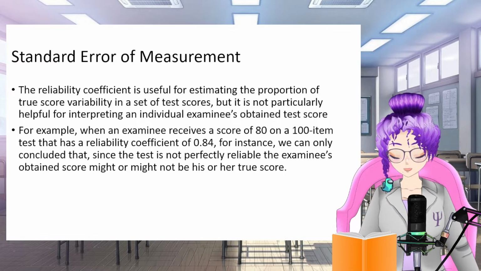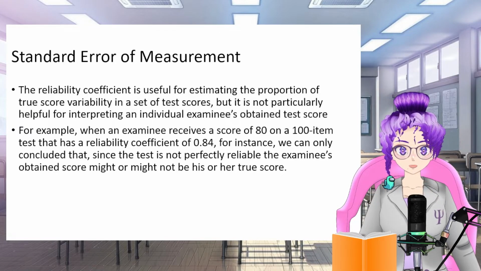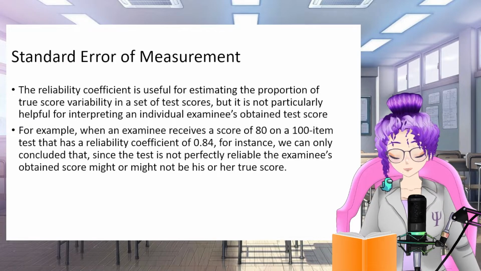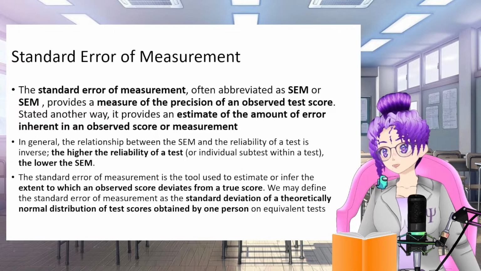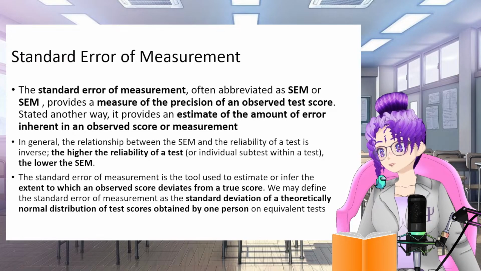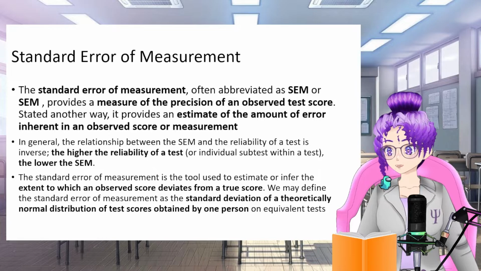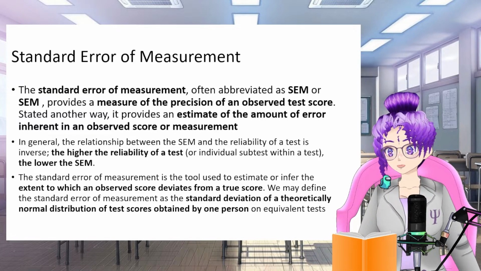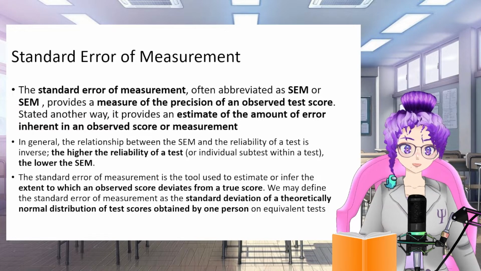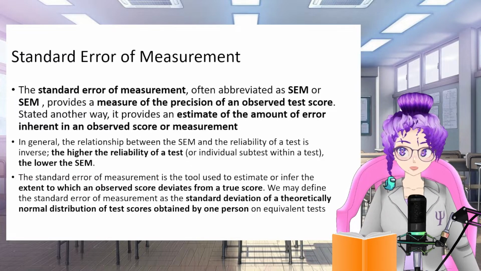So it might be because there is error in it. If you remember, go back to classical test theory. The standard error of measurement is often abbreviated as SEM, and it provides the measure of the precision of observed test scores. Stated the other way, it provides an estimate of the amount of error inherent in an observed score or measurement.